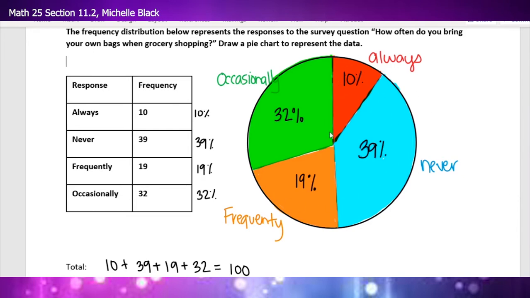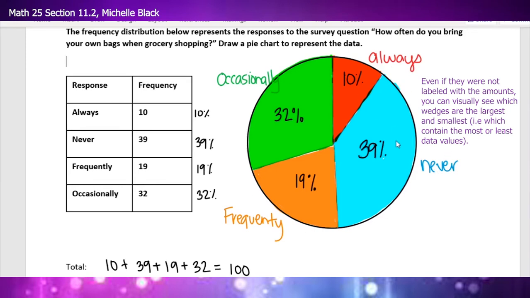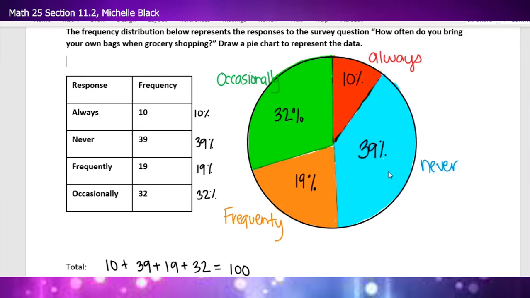So I can see if the whole circle makes up all of my responses, 10% of my responses were for always. 39% of my responses were for never. Or out of all my responses, most people replied with never. Or 32 of my 100 responses were occasionally. And it's just a nice visual of how the breakdown of your responses would look.